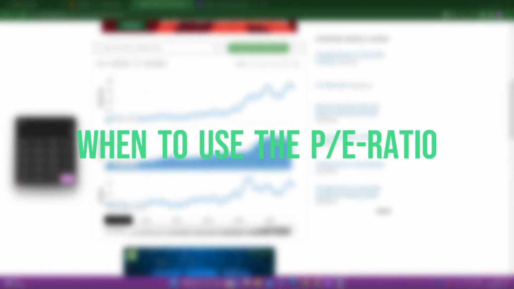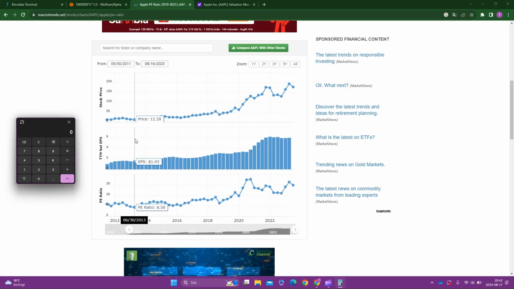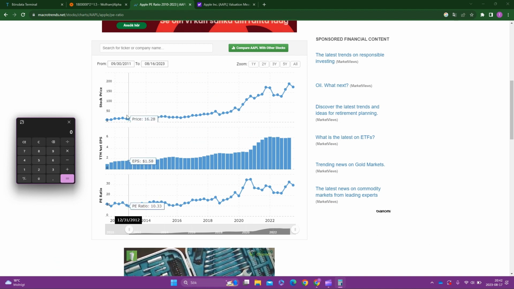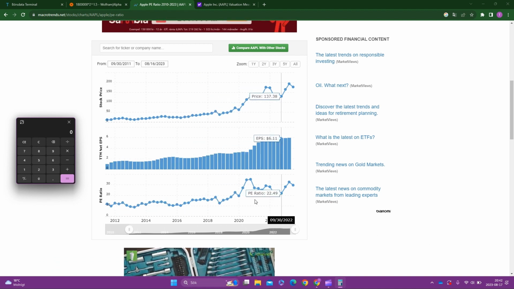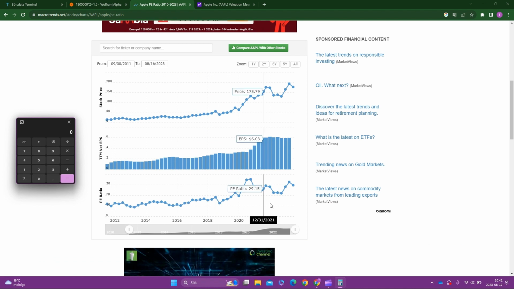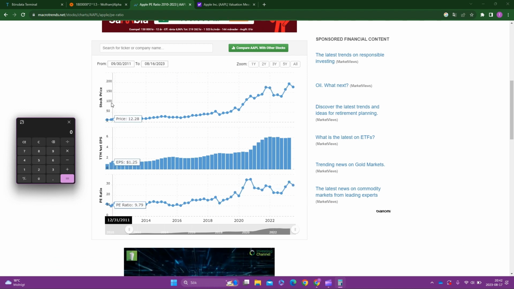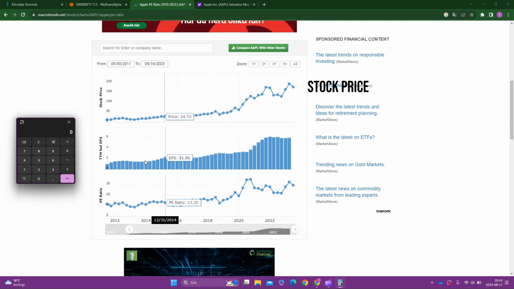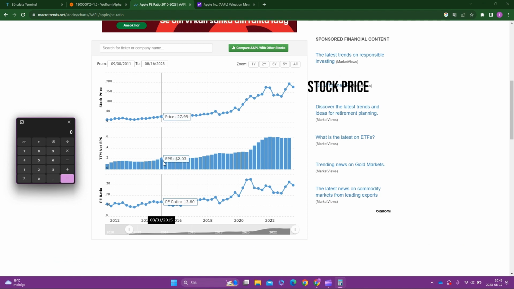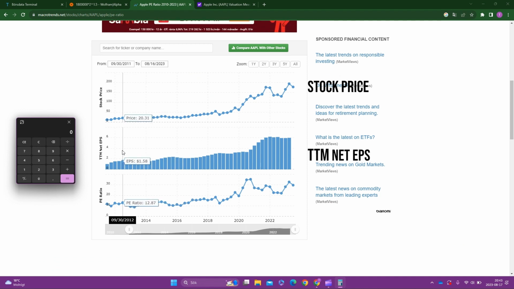This is where the power of the PE ratio comes into play. When you try to find undervalued stocks, you might want to look for the PE ratio. As we can see in this chart, we can see the PE ratio over the span from 2011 until now. And here we have the stock price. And here in the middle, we have the trailing 12 months net EPS.